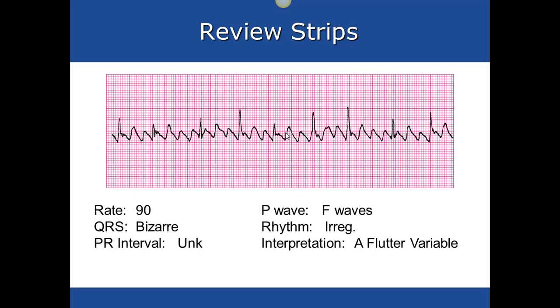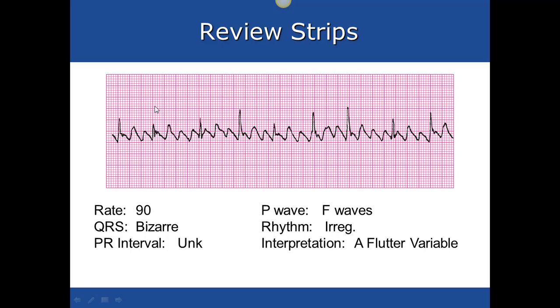Let's look at another one. All right, did this one throw you off? So let's take a look at it. We see our QRSs are kind of looking weird here because they're bizarre looking, they're different size and everything. But if we measure them out, we'll see that we've got a rate of about 90.